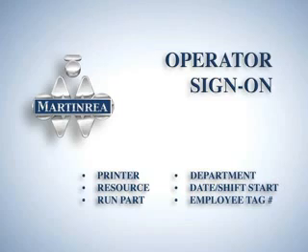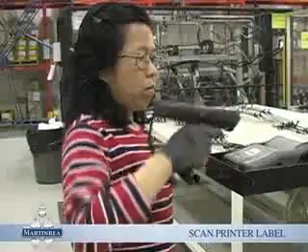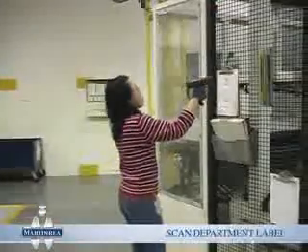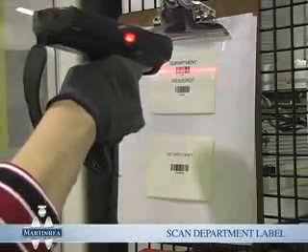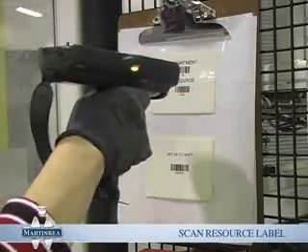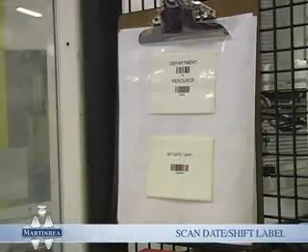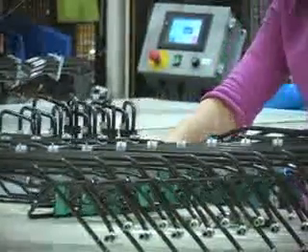The first step is to scan the printer. This activates the printer for the current production run. Next, proceed to the resource area. Scan the department, resource, and date shift barcodes. These 3 scans will create the production batch for your resource under the current date and shift, which will allow for the full traceability of all parts manufactured and reported.